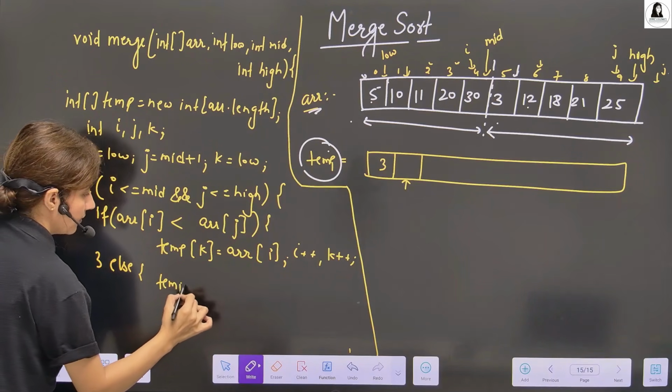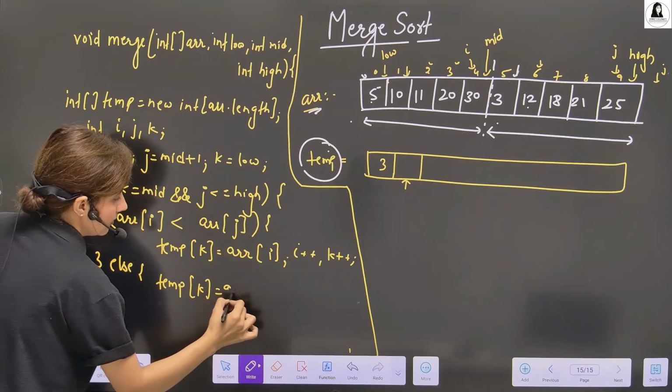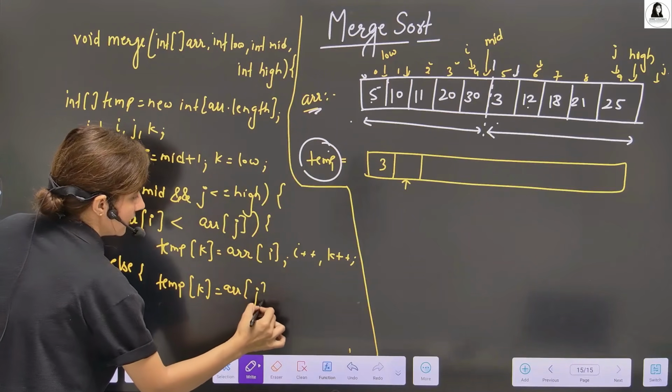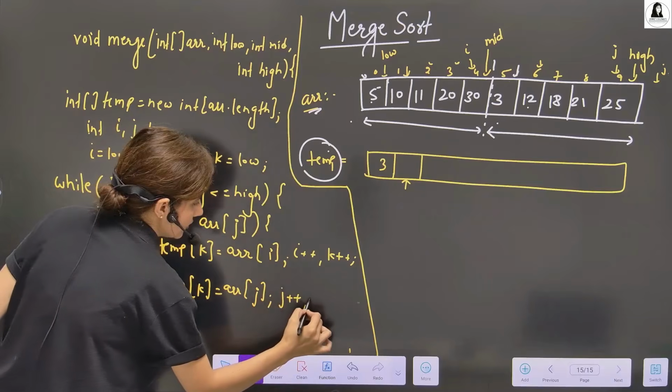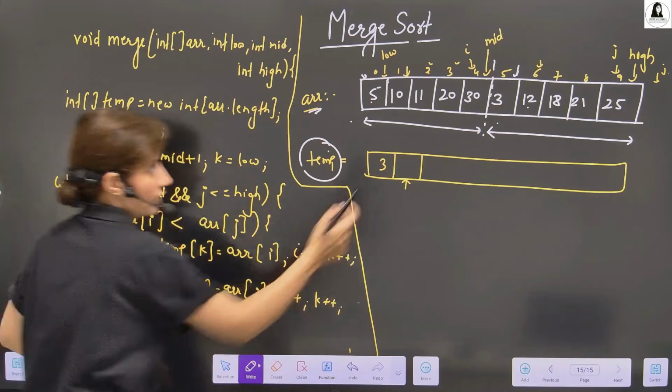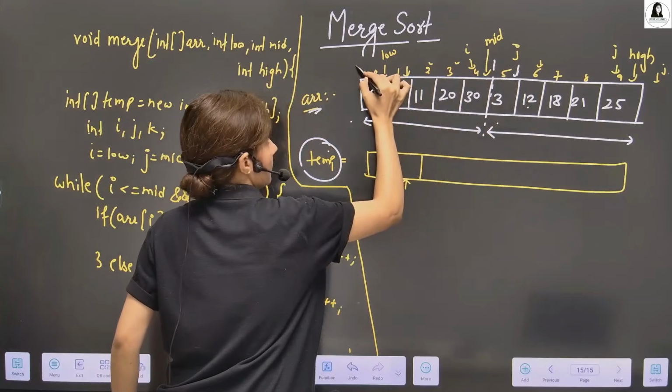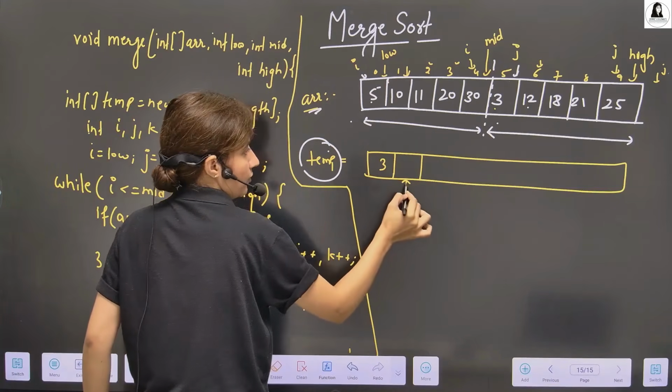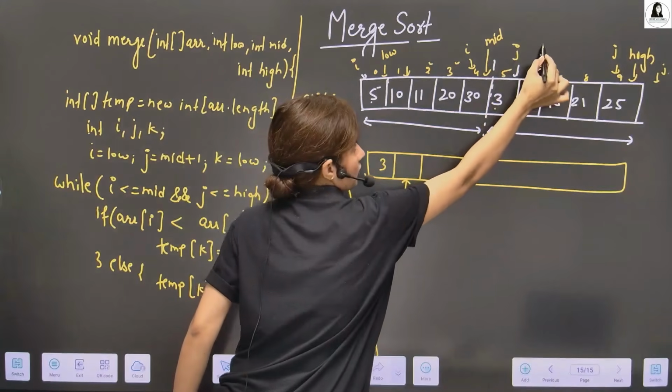otherwise, else we put in temp whatever the element at jth index. And then we do j plus plus and same k plus plus. Like in this case, 3 is smaller. So j is pointing to here first, i is here. So we'll put this element 3 here, we do k plus plus, we do j plus plus. Now j is here.